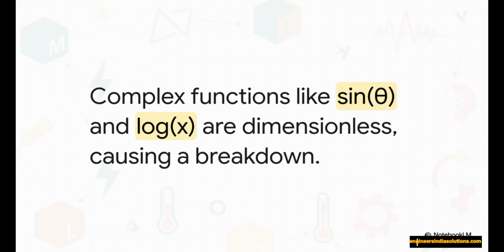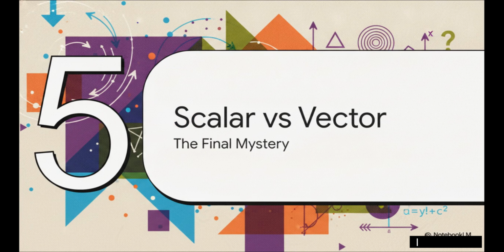Why? Well, because trigonometric, logarithmic, and exponential functions are inherently dimensionless. If your physical phenomenon relies on an angle or a natural log ratio, dimensional analysis is just going to draw a blank. It cannot derive any formula that features these complex functions. No way. And finally, Section 5, the mystery of scalar versus vector quantities.